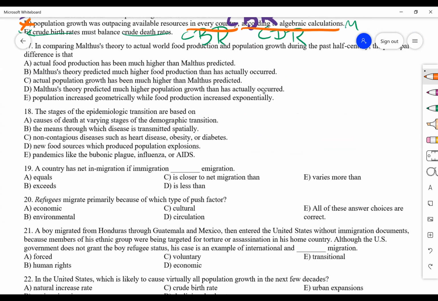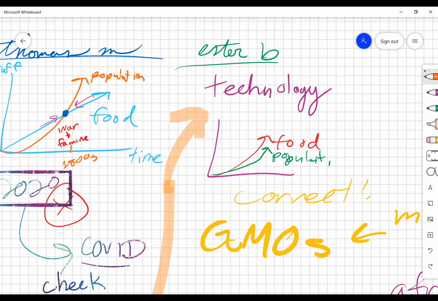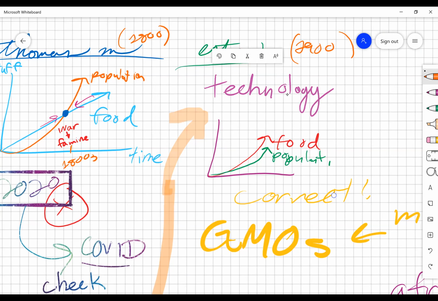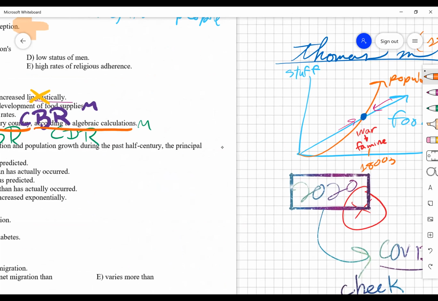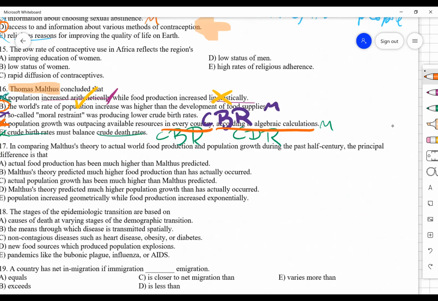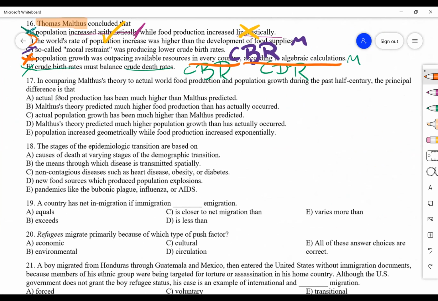Wait a second. We just talked about this. So Esther Boserup, who was 1900s, and Thomas Malthus, who was 1800s. Esther said, technology, bro. Technology's going to help us. Thomas Malthus said, nah, no. Humans are going to grow too fast. So let's come look at this and see how we can compare these two theories.